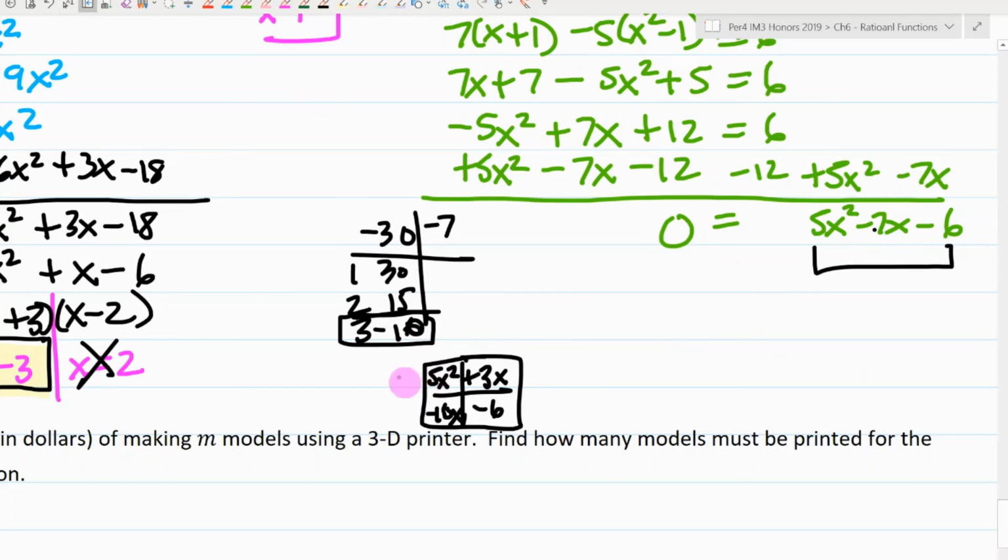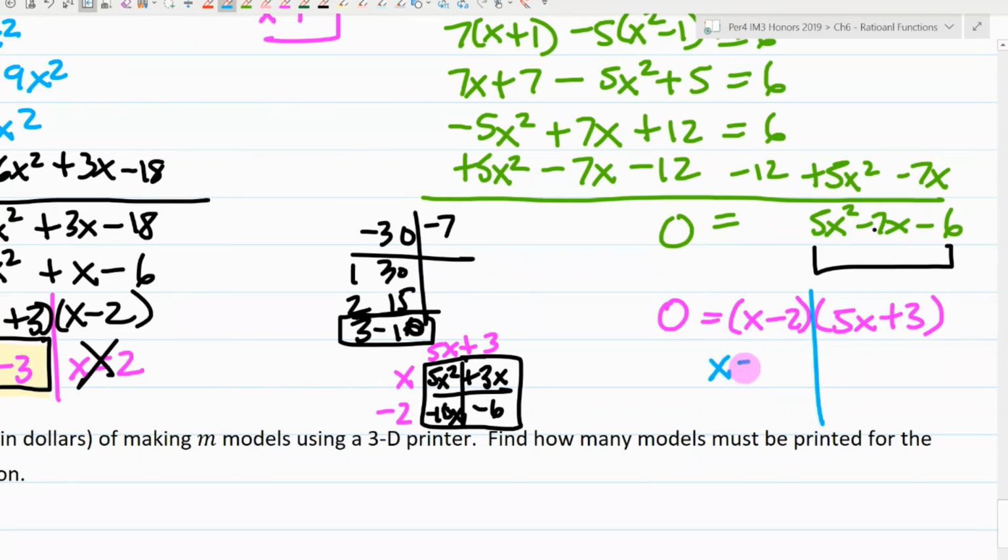So when we factor this, you can take out an x. That leaves you with 5x plus 3. And then 5x times what gives you negative 10? That would be a minus 2. So x minus 2, 5x plus 3. And then the last thing is to set those equal to 0. So here x equals 2. 5x plus 3 equals 0. 5x equals negative 3. X equals negative 3/5.